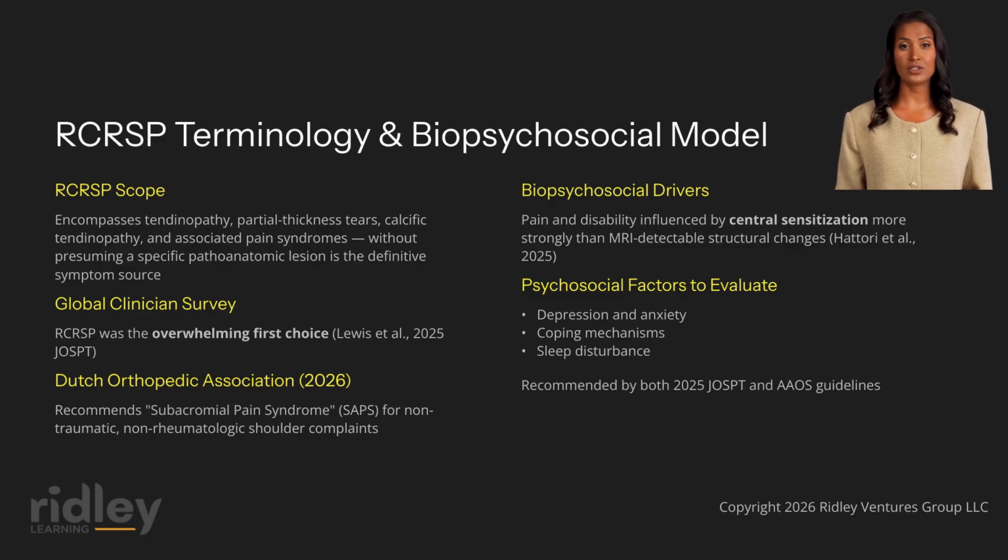The Dutch Orthopedic Association, in its 2026 updated guideline, similarly recommends the umbrella term subacromial pain syndrome, or SAPS, for non-traumatic, non-rheumatologic shoulder complaints that are particularly painful during arm elevation, encompassing supraspinatus tendinosis, calcific tendinitis, and degenerative supraspinatus tears. This international convergence towards symptom-based terminology reinforces the global consensus that mechanistic labels such as subacromial impingement syndrome should be abandoned in favor of frameworks that better reflect clinical reality.